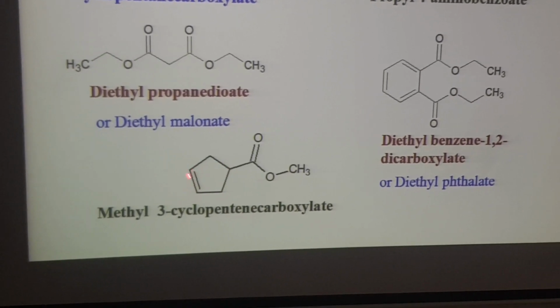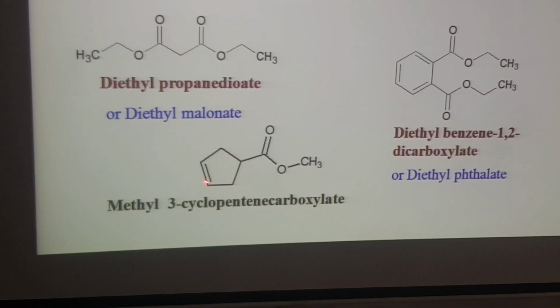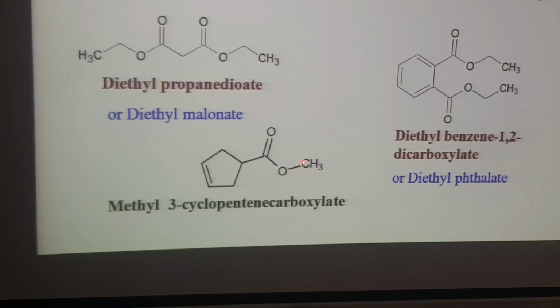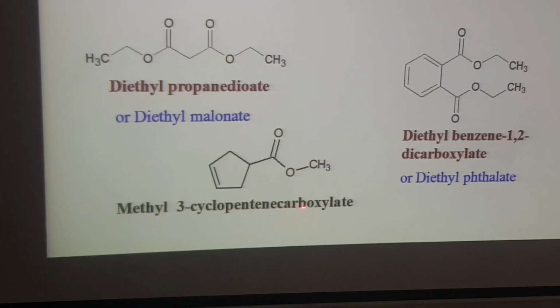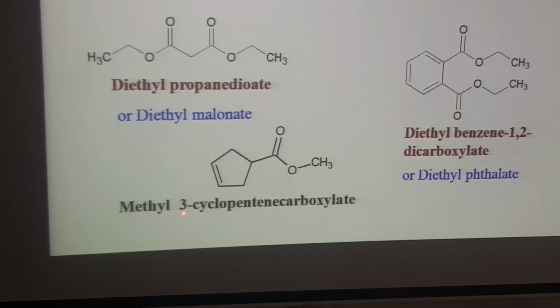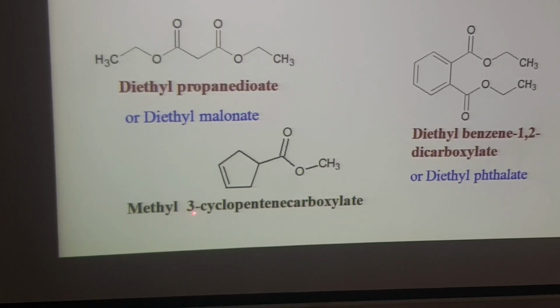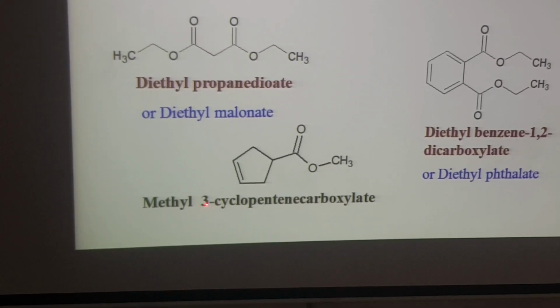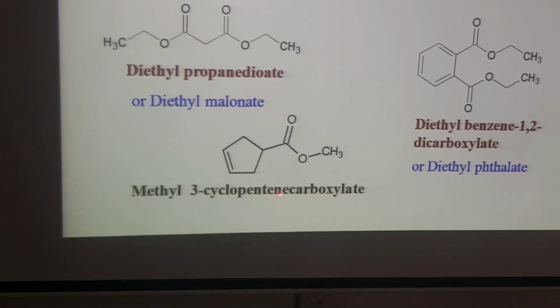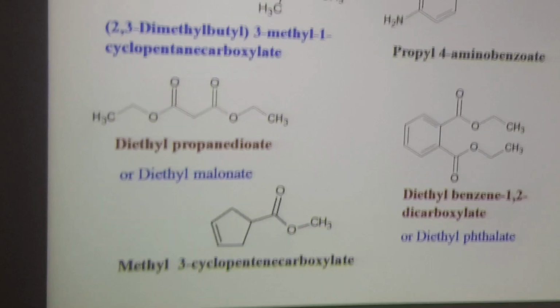So here we have unsaturation in the cyclic ring. So this is the alkyl part, methyl 3-cyclopentene carboxylate. This 3 shows that a carbon-carbon double bond is present between carbon 3 and 4. So it will be methyl 3-cyclopentene carboxylate.